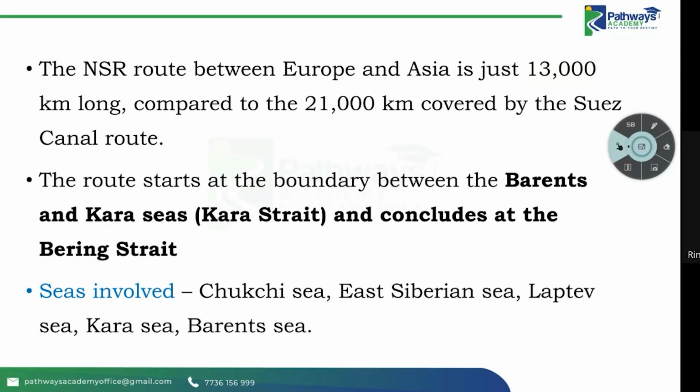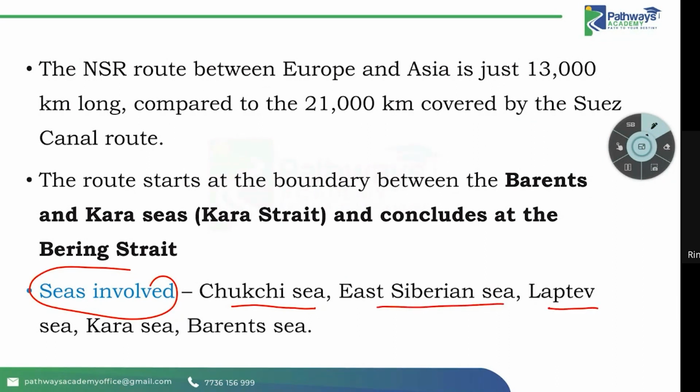Then please note the seas involved in this route. The seas involved in this route are Chukchi Sea, East Siberian Sea, Laptev Sea, Kara Sea, and Barents Sea. All these seas are in Arctic Ocean. Chukchi, East Siberian, Laptev, Kara Sea, and Barents.